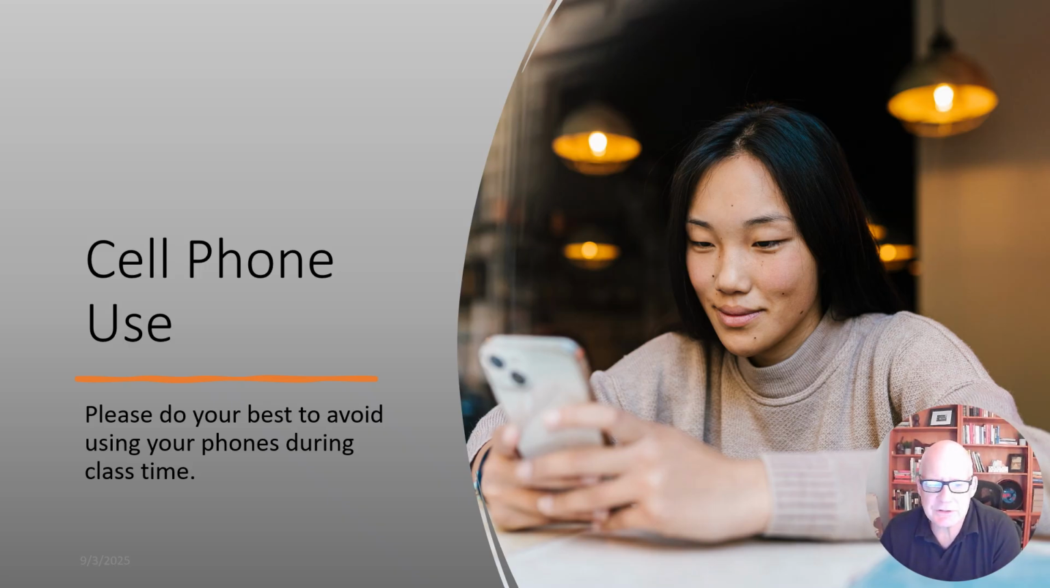Normally we have it with us, of course, but please try to avoid using it during class time. I have a little candy thing: if I feel like I need to remind you about it, I'll give you a candy, and if I have to do it a second time, I'll just hold your phone for the rest of the class. Okay, so please do your best to avoid that.